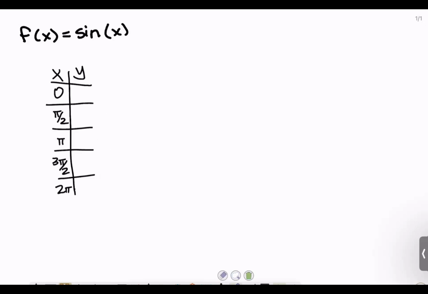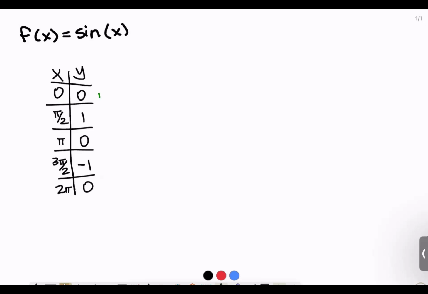So the y values are just sine of these x's. So sine of 0 is 0. Sine of pi over 2 is 1. Sine of pi is 0. Sine of 3 pi over 2 is negative 1. On our circle, these are on the axes. These are the quadrantal angles.